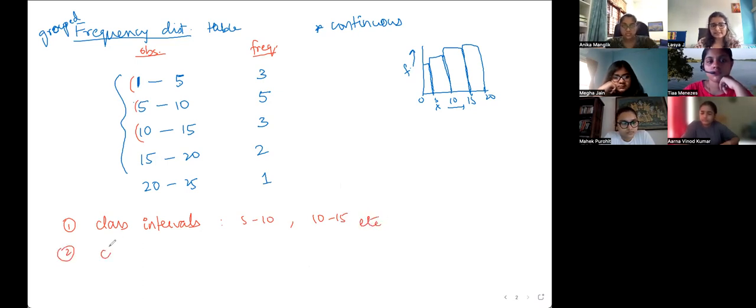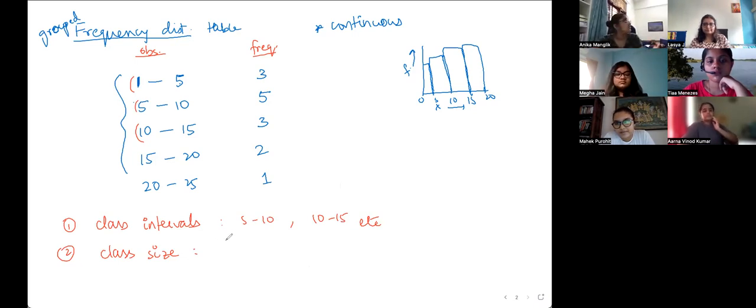Next, class size. The class size is 5 here. Why is it 5? It is the difference between the upper class limit and the lower class limit. Using some words, upper class limit, lower class limit, I should have actually discussed those first. But class size or class width is basically the size of each class, 0 to 5. Like how many observations are you taking into account? That is the class size.